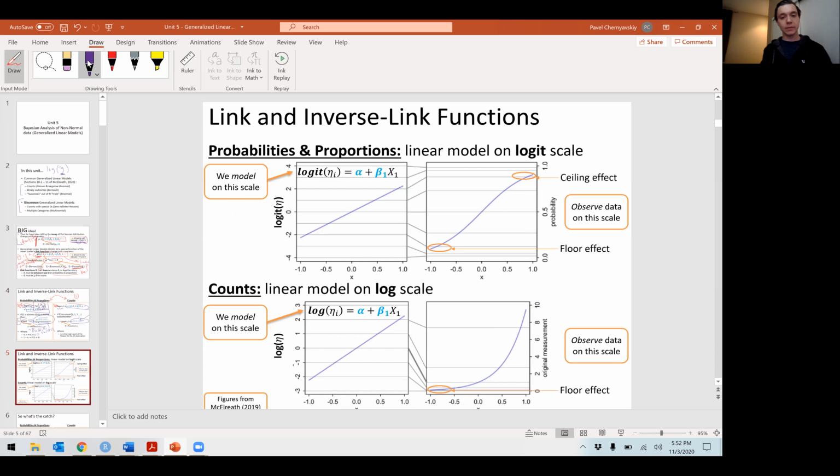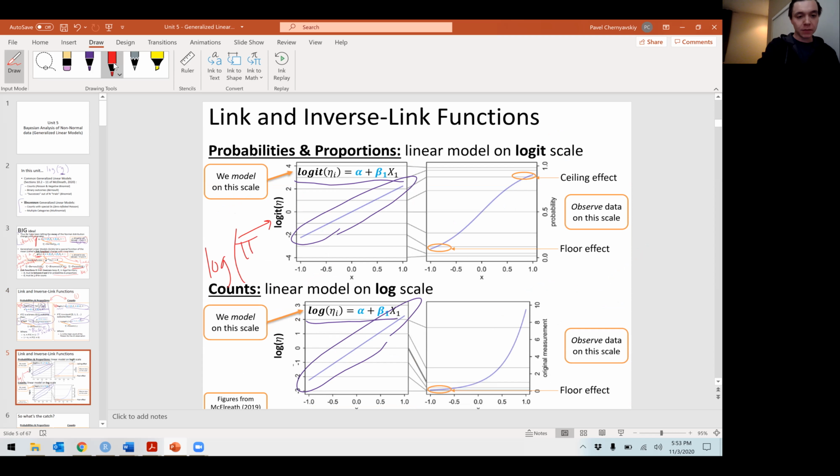So let's visualize that a little bit. Suppose we have a very simple model, just an intercept, and a slope with respect to a single x. So what we have is, of course, a line with respect to x. The question is, on what scale? For probabilities and proportions, it's linear, it's a line on the logit scale, right? Log of probability pi over 1 minus pi. And for the count, it's on the, well, log scale.